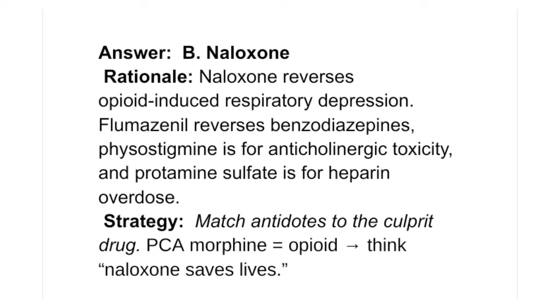Naloxone. Rationale: naloxone reverses opioid-induced respiratory depression. Flumazenil reverses benzodiazepines, physostigmine is for anticholinergic toxicity, and protamine sulfate is for heparin overdose. Strategy: match antidotes to the culprit drug. PCA morphine equals opioid, think naloxone saves lives.